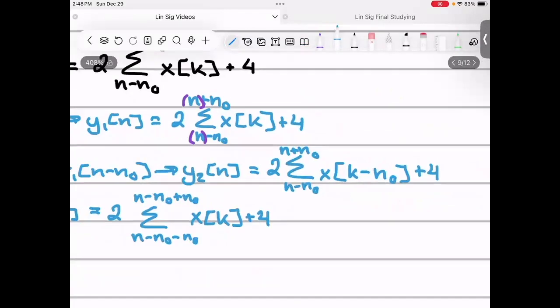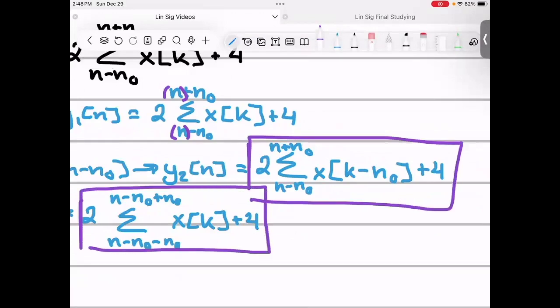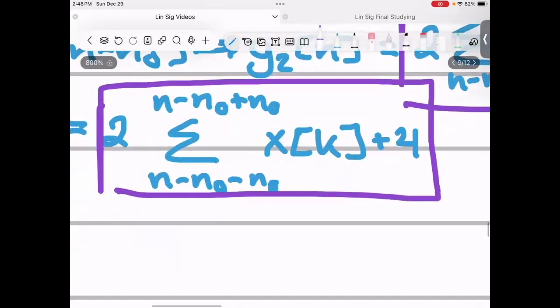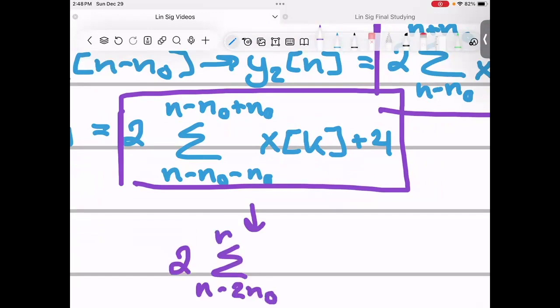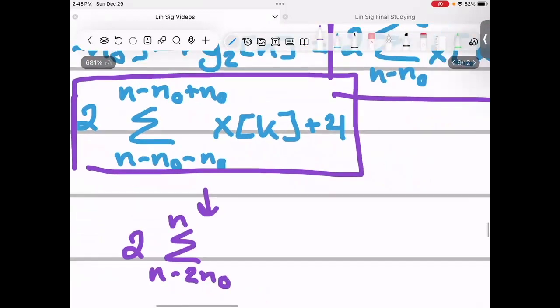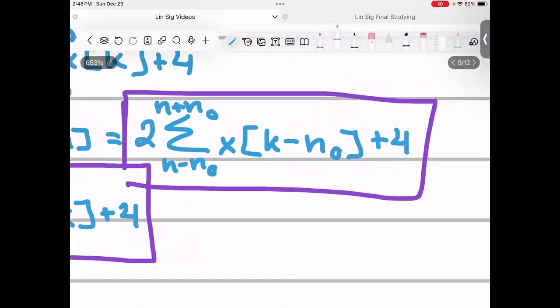And now what we want to do is see if we can try to get these two to look the same. And I'm going to simplify this one really quickly to 2 times the sum from n minus 2 n naught to n, because minus and plus cancel each other out, of x of k plus 4. Okay, if we look at this one, we can actually do a variable change, and I like to use the letter m, just cause.